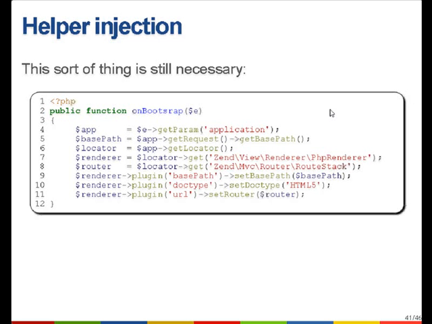Doc type is another case. You're probably going to need to set the doc type at some point. And here I'm just hard coding it to HTML5. You might use a configuration value, whatever the case may be. You're going to need to inject that somehow.